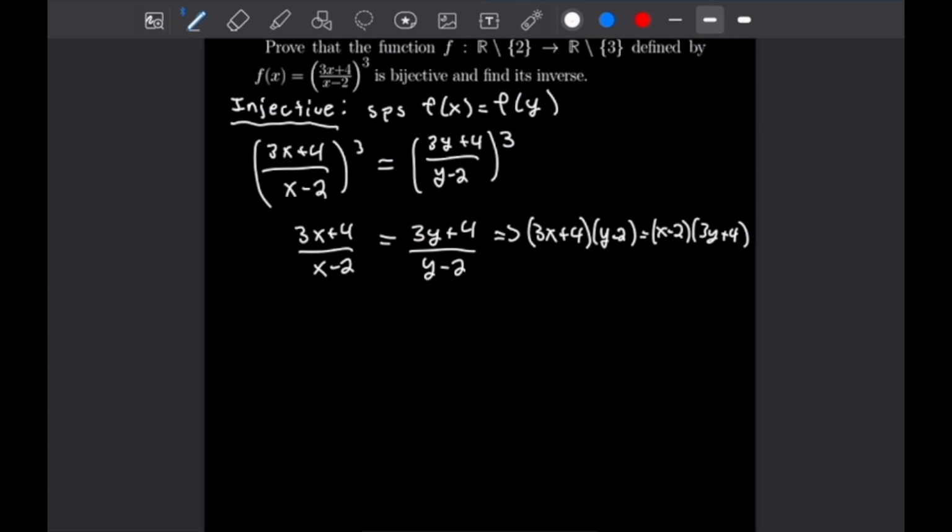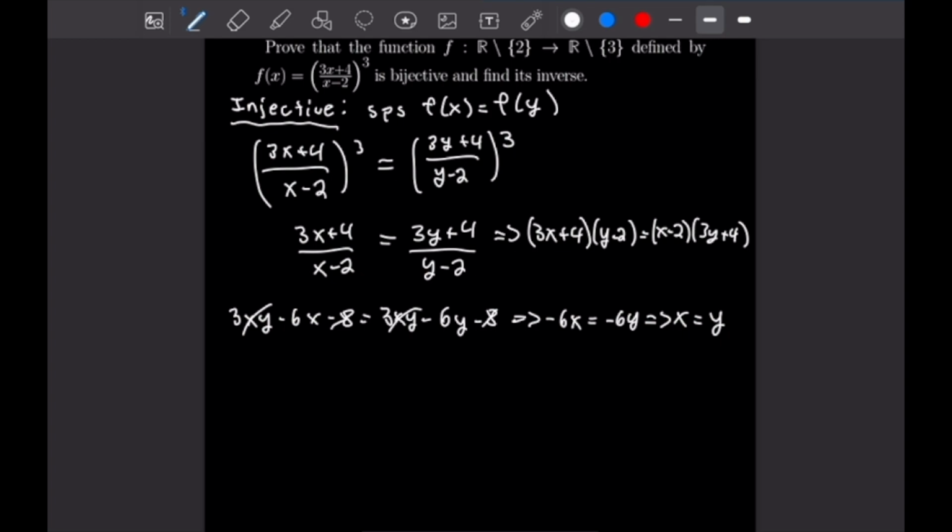Great. And so from here we are going to go ahead and multiply these two things out. So when we do that, we will get the following. We will have 3xy minus 6x minus 8 is equal to 3xy minus 6y minus 8. Great. And so it's very easy to see that these minus 8s and these 3xy's will cancel out, and we'll get left with minus 6x is equal to minus 6y, which of course means that x is equal to y. Great. So that proves that this function is injective, so let's go ahead and get into the proof for surjectivity.